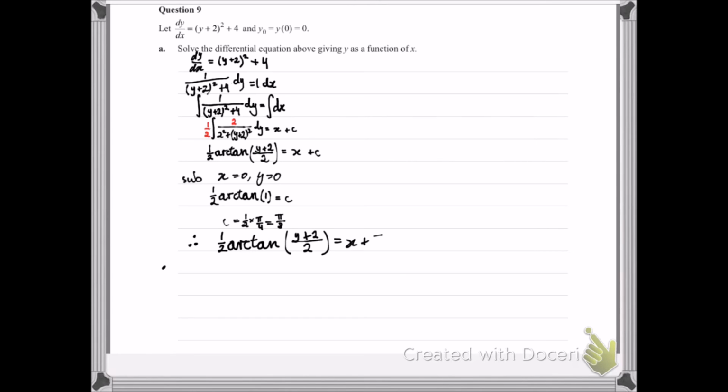Okay, so put that in. There it is. And now let's transpose for y. So we get a tan function: y is equal to 2 tan of (2x plus pi on 4) subtract 2. Fantastic.